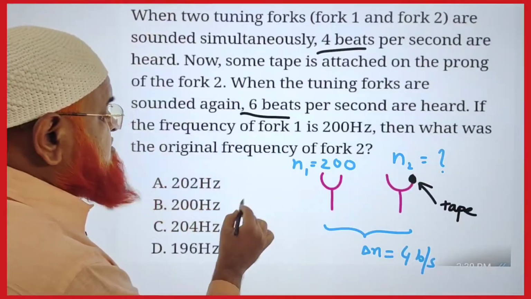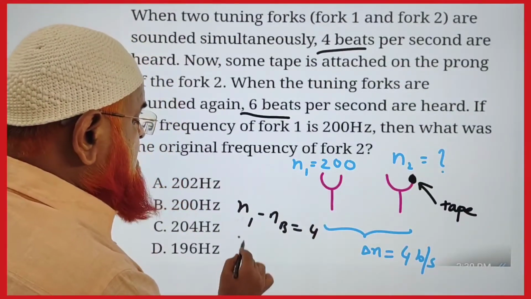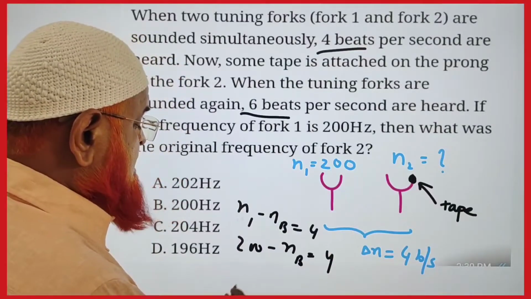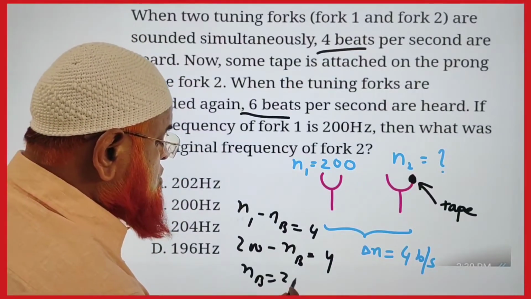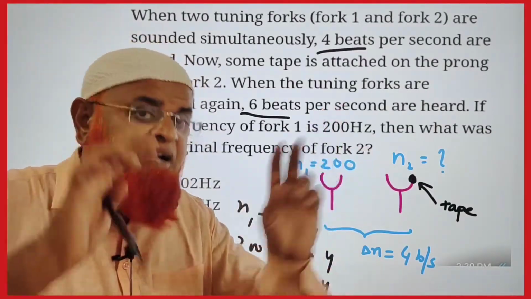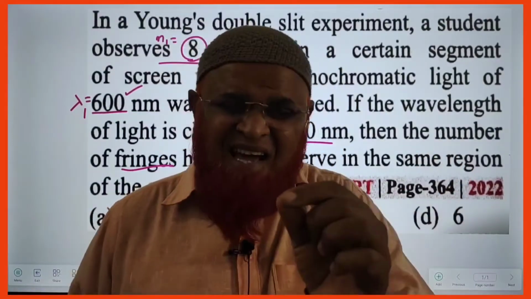That means as the first one is larger, N1 minus N2 is equal to 4. N1 is 200 minus NB is equal to 4. Therefore, NB is equal to 200 minus 4. Your answer is 186. Hope you have enjoyed this hand technique. I would like to discuss a very simple concept that is called Young's double slit experiment.